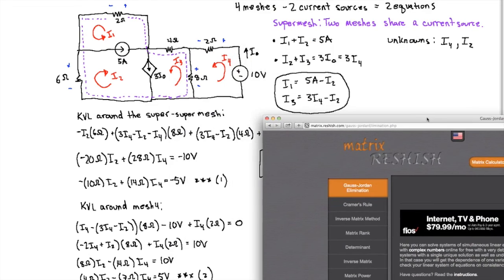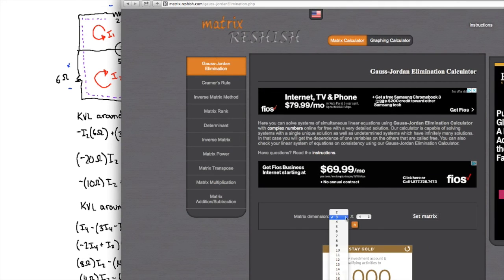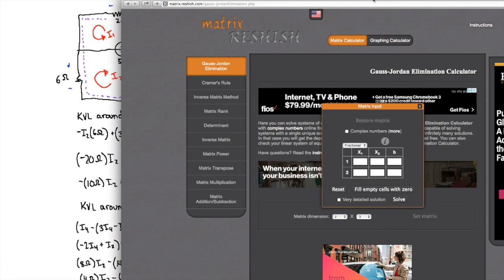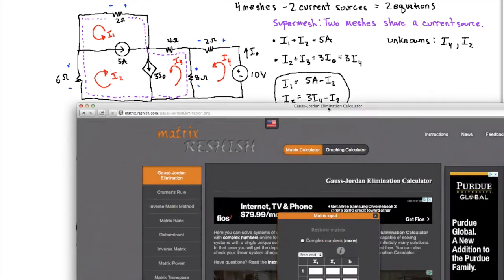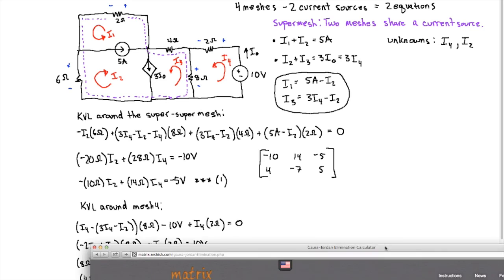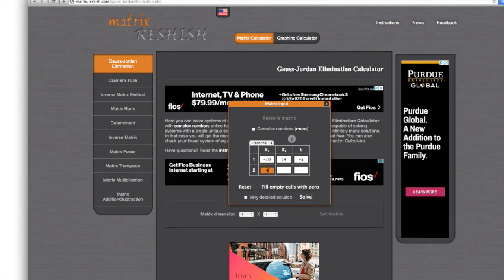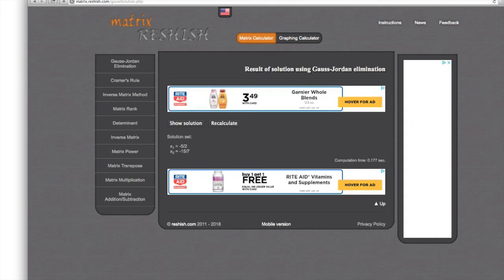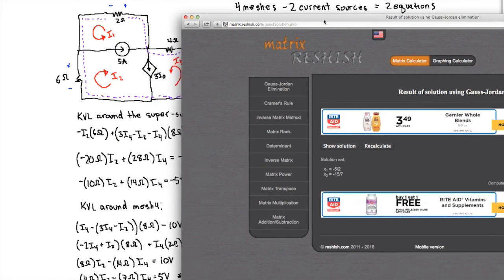So, matrix dimension, I've got 2 rows, 3 columns. Alright, so the first row, negative 10, 14, negative 5. Second row, 4, negative 7, 5. And we'll say solve. And our solution is there.